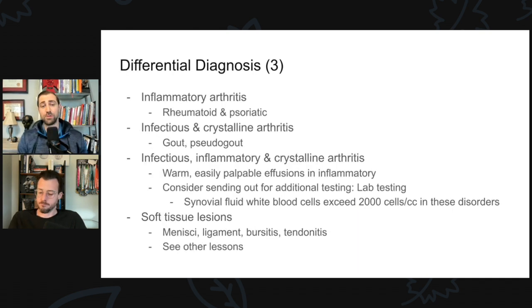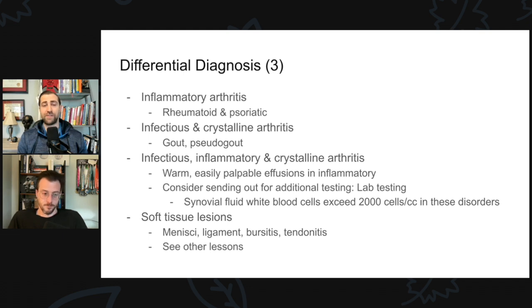From a differential diagnosis perspective, what else do we want to be on the lookout for? So these are interesting and sometimes not on our radar as far as orthopedic issues, but we should be conscious of these. But inflammatory arthritis, so rheumatoid arthritis, as well as psoriatic arthritis, also infectious and crystalline arthritis. So things like gout and pseudogout, right? How do we know the difference between the two?